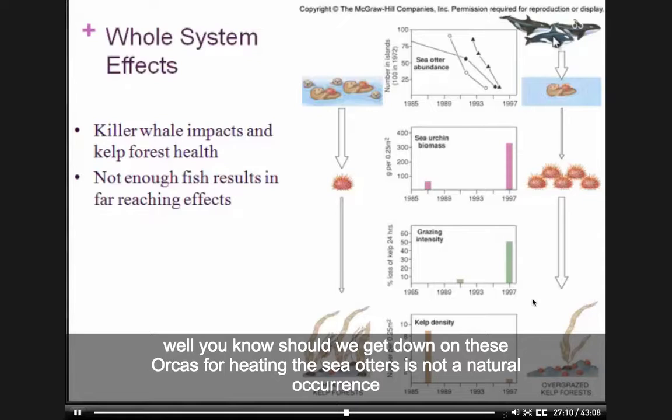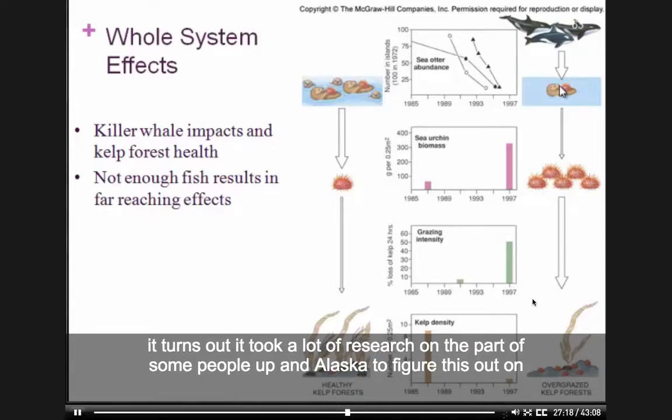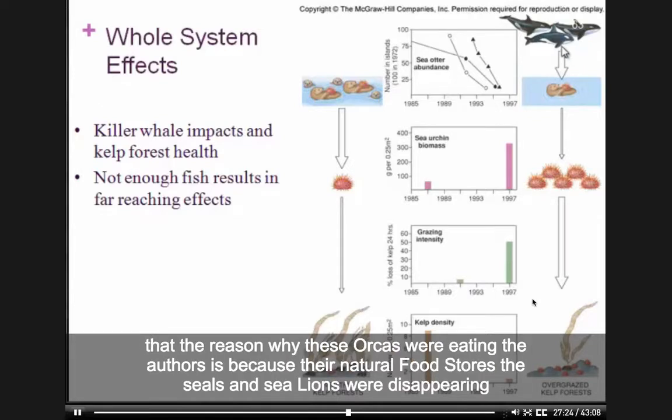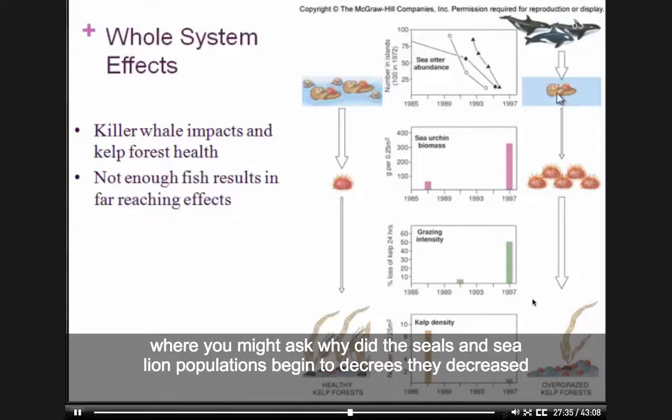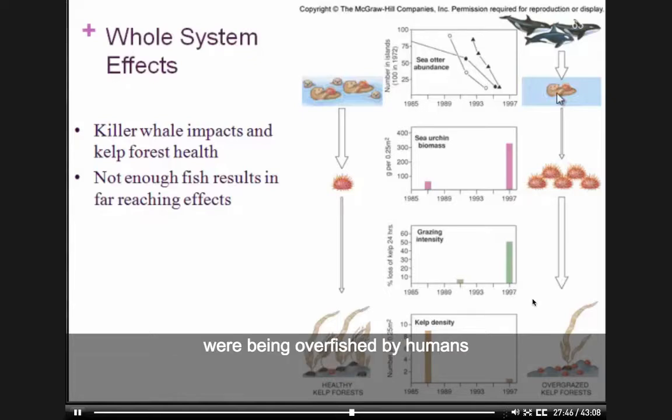Well, should we get down on these orcas for eating these sea otters? Isn't that a natural occurrence? Not necessarily. It turns out, and it took a lot of research on the part of some people up in Alaska to figure this out, that the reason why these orcas were eating the otters is because their natural food source, the seals and the sea lions, were disappearing. Well, you might ask, why did the seals and the sea lion populations begin to decrease? They decreased because the thing they eat, basically fish, in this case mostly salmon, but other fish, were being overfished by humans.